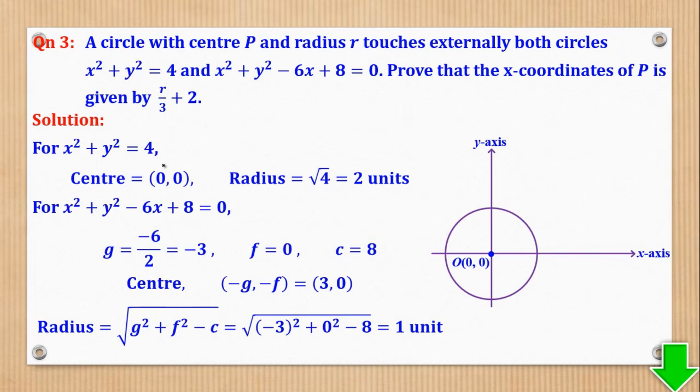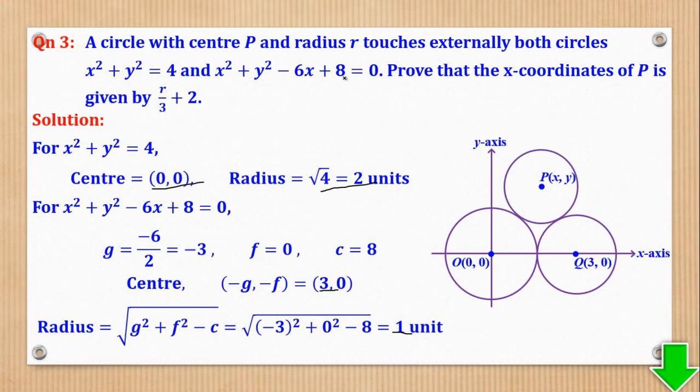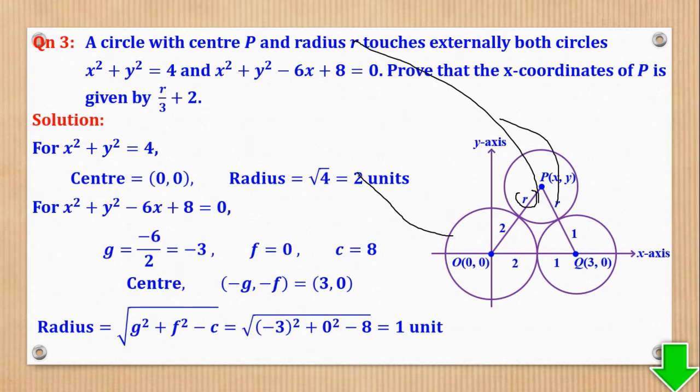So I'll make a sketch. That will be this circle, which has center (0, 0) and radius 2. The other circle has center this and radius 1. And the circle with center P touches both circles externally. Remember they told us it has radius r, so this distance is r, and this one is also r. Then for this circle, the radius was 2 units, so that's why you see 2 here and also here. Then for this one, the radius was 1 unit, that's why you see a 1 and 1.